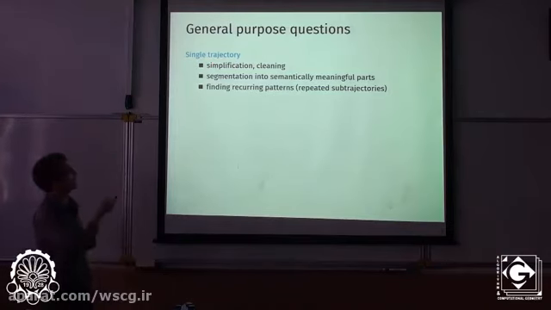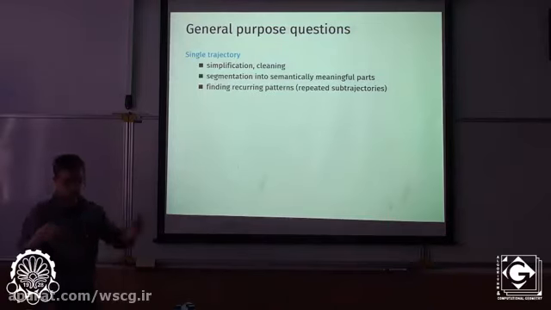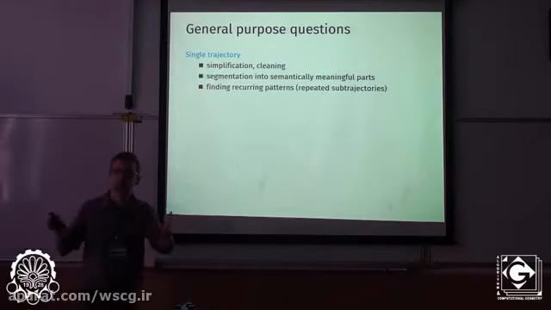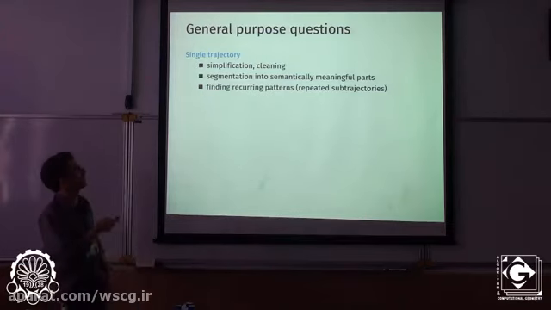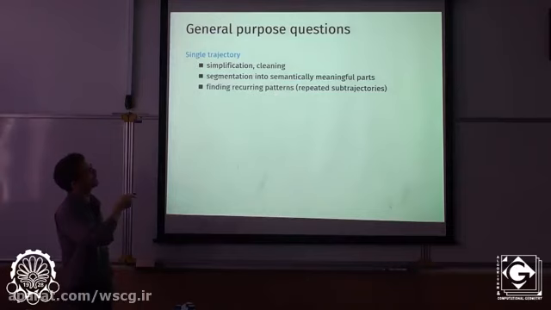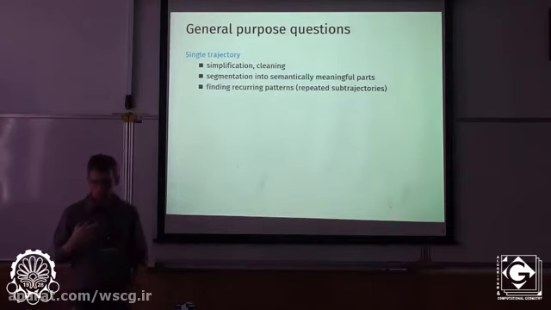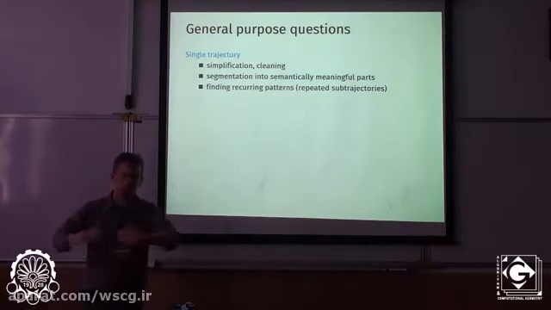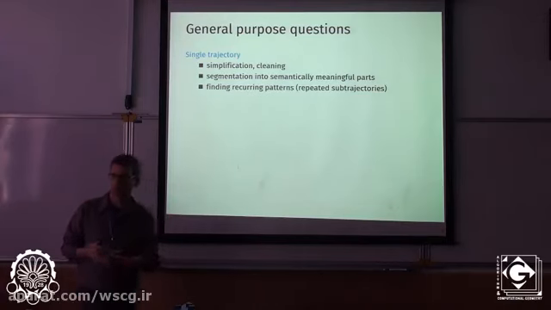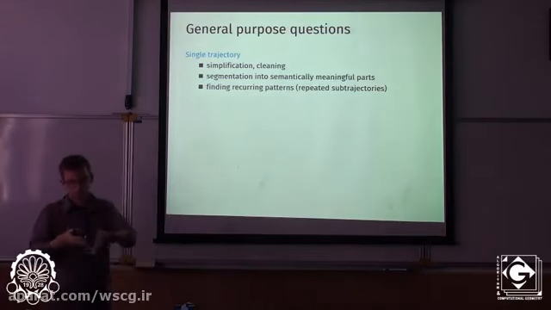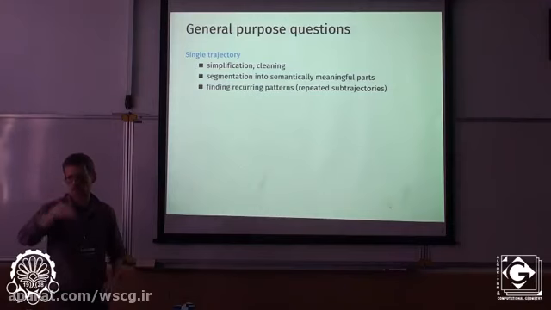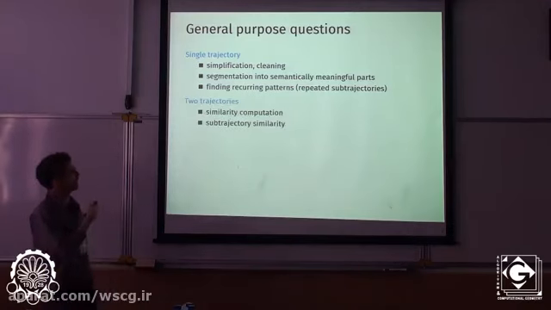Another question is segmentation, so you have a huge trajectory and you want to cut it into small pieces where every piece is somewhat meaningful, and this question of finding recurring patterns, so finding things that happen maybe regularly or simply happen often, like you have one trajectory that chooses the same road many times. On two trajectories, the most common question is similarity.